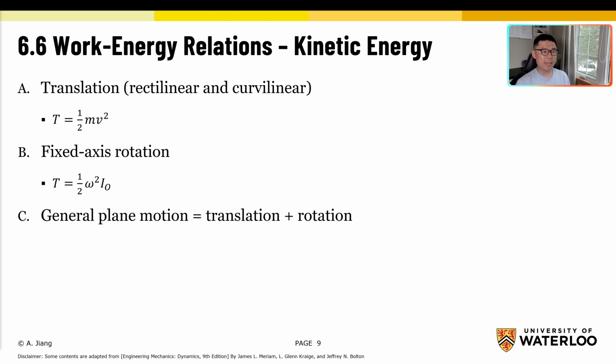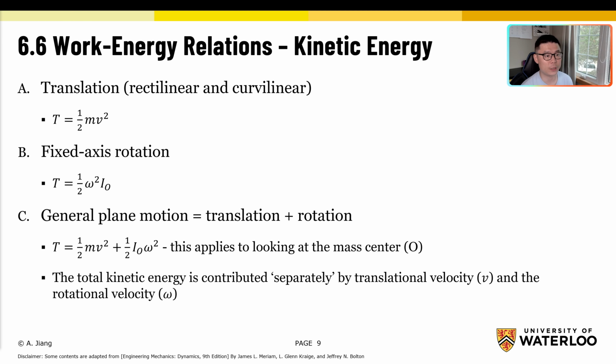Therefore, combining translation and fixed axis rotation, the kinetic energy for general plane motion can be represented in this equation, combining two parts, translation and rotation: 1/2 mv² plus 1/2 I_O ω². Be careful here. Since we have the moment of inertia about mass center O, this equation only holds for our interest about the mass center O.